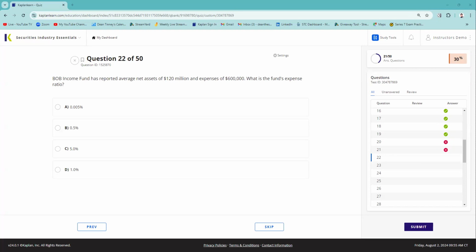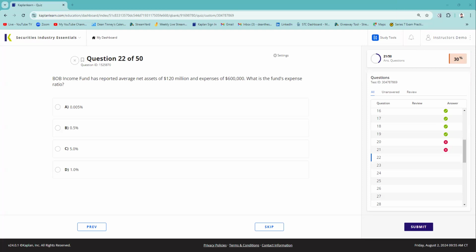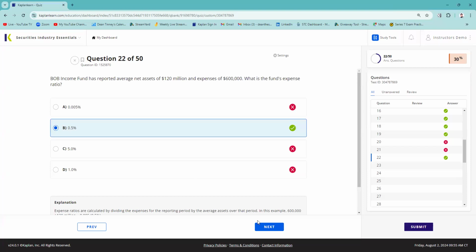I think it's 5%. Well, not 5%. 5% would be 6 million, right? 10% of 120. No, like 0.5. That's not 5? That's exactly right. You got it right. There you go. What is that divided by? Okay, yeah. How would you get that? How would I get that?